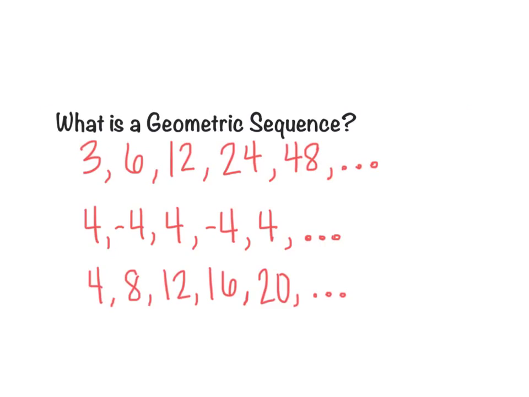So what is a geometric sequence? I just kind of gave you a little heads up on that, but this first one, to go from 3 to 6, you multiplied by 2. To go from 6 to 12, you multiplied by 2. 12 to 24, you multiplied by 2. So each time you're multiplying by 2. That one's going to be geometric.